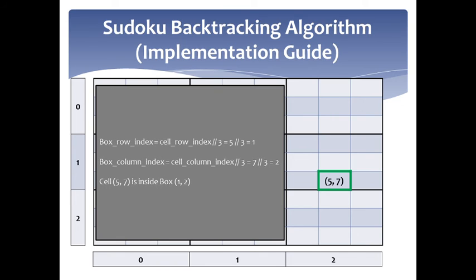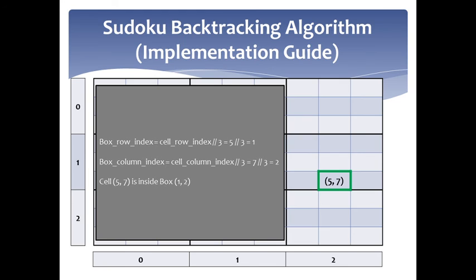What we have here are the computations to derive the indices of the box to which the cell 5, 7 belongs. As you can see on the first line, the box row index is simply the cell row index integer division by 3. Usually when we do division, we get a whole number value and a remainder, like 5 divided by 3 is one whole number with remainder 2. The integer division simply takes the whole number and completely ignores the remainder. Thus, the result from the operation is 1 for the box row index.